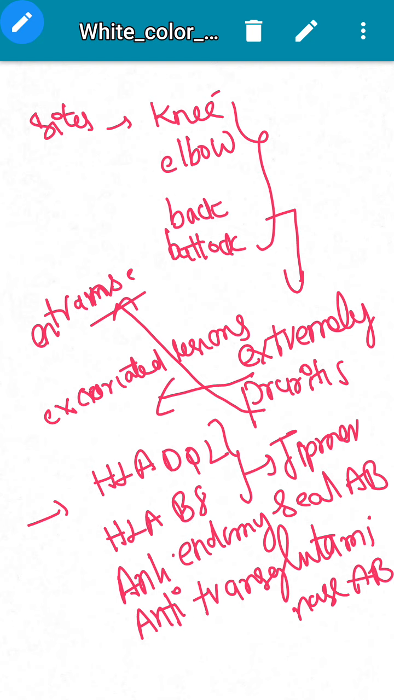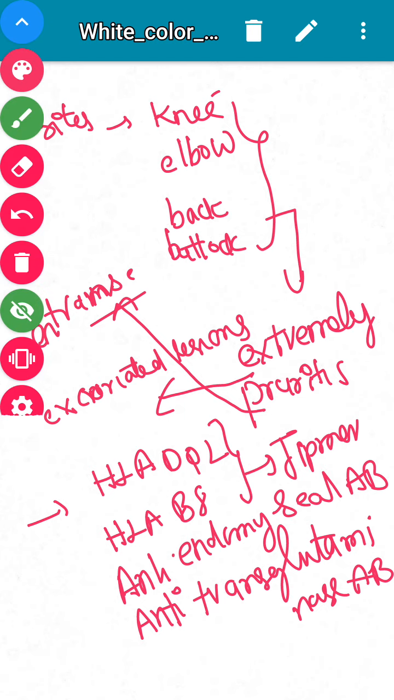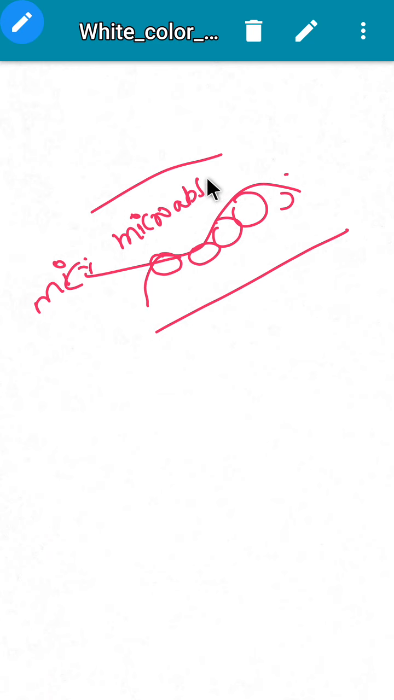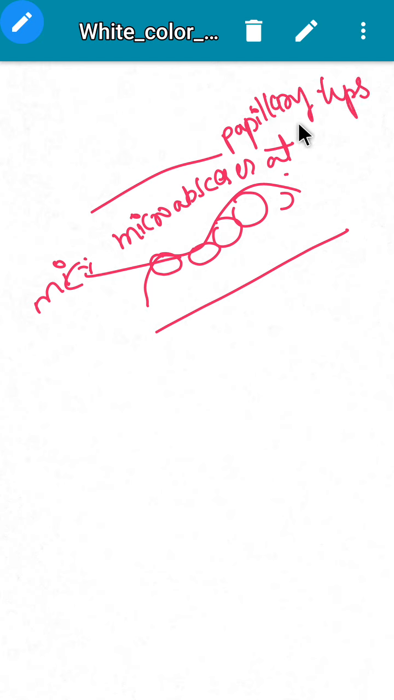The investigation that we have to do here is mainly histology. If we take a biopsy and do histology and see under the microscope, this is skin, right? These are papillae. Here we'll see micro abscesses at papillary tips. We'll also see a small collection of neutrophils. These are the investigations.